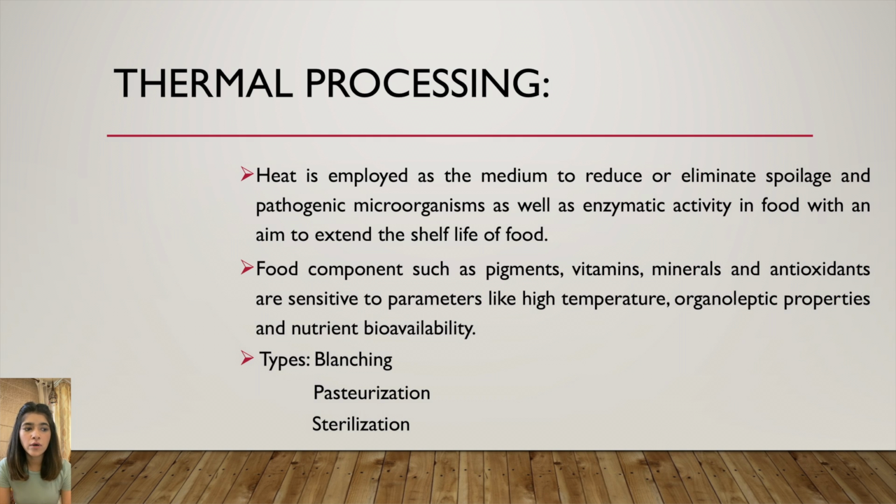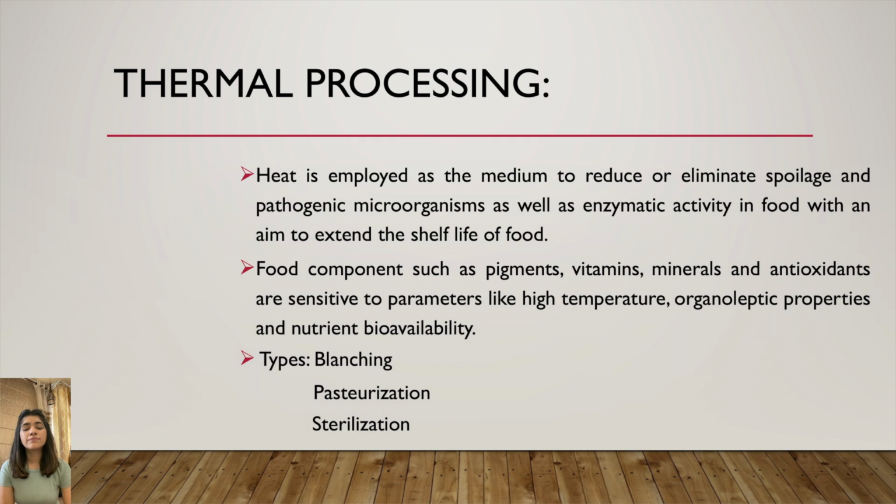So some food components get lost in thermal processing as they are sensitive to high temperatures. Such food components can be pigments, vitamins, minerals, antioxidants, etc. Now there are three types of thermal processing. First one is blanching, where heat is applied to the food product through steam or boiling water, and then it is cooled down. Next is pasteurization, where liquid food products are treated with heat. Third one is sterilization, where again food is sterilized with the help of heat.